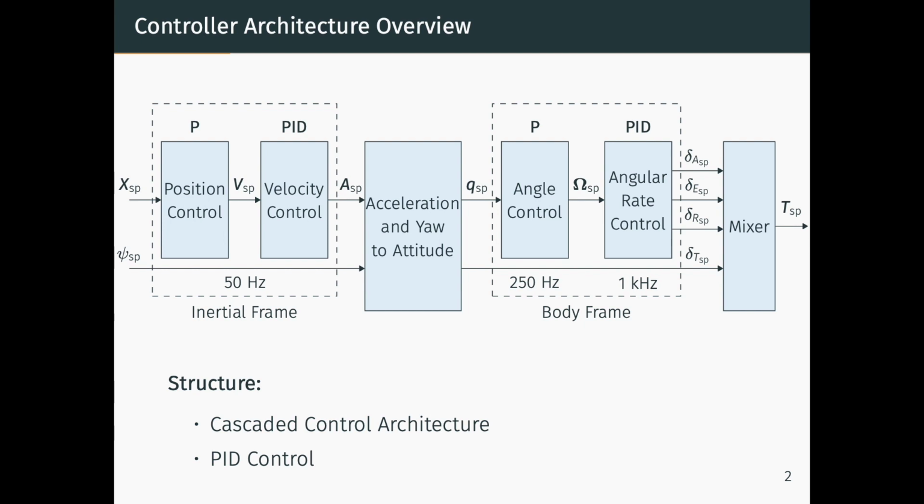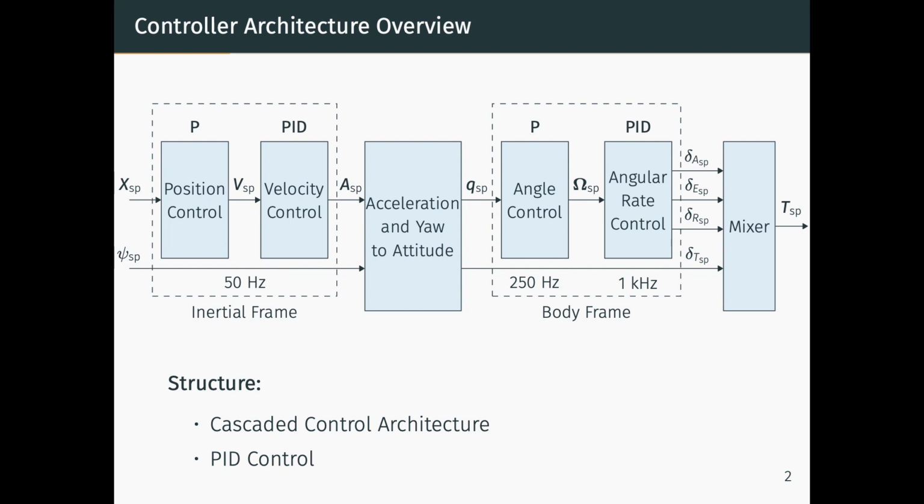Outside of the angular rate controller, we have the angle controller, which receives an angle set point and commands an angular rate, which is handled by the rate controller. Outside of the angle controller, we have the velocity controller. The velocity controller receives a velocity set point and commands an acceleration. This acceleration, along with the desired yaw angle, is first converted to an attitude to send to the angle controller and a thrust to send to the mixer. Our outermost controller is a position controller, which receives a position set point and commands a velocity.